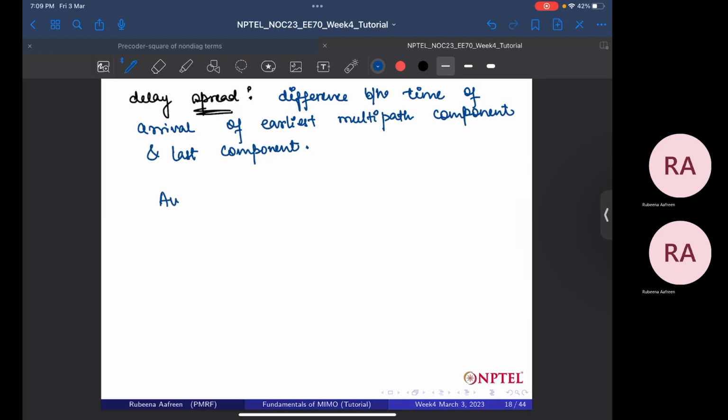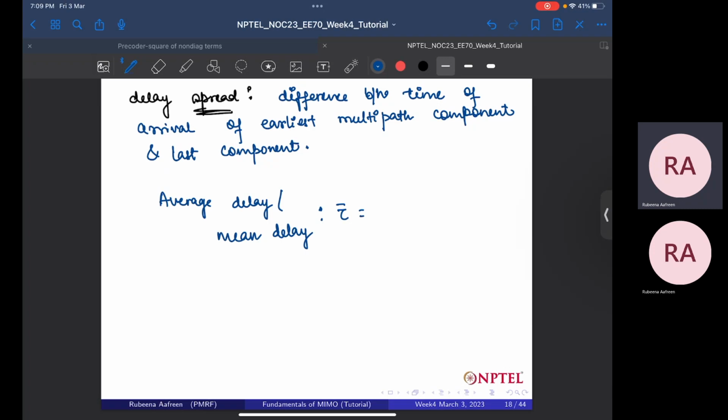So average delay, or we can say mean delay, is given as tau bar equal to integration 0 to infinity. If a discrete power delay profile is there, we can use summation, but the general formula is this: tau times expectation of h tau square d tau divided by the average power. Okay, so this is the mean delay.